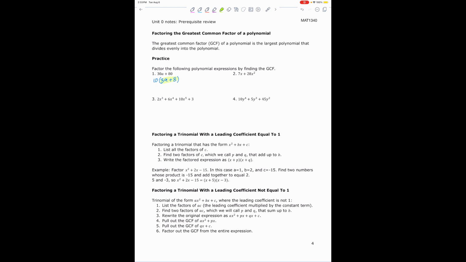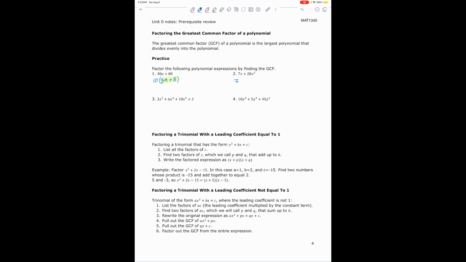The next question, 7x plus 28x squared. So first we look at the numbers. What is the greatest common factor between 7 and 28? The answer is 7. Both numbers are divisible by 7. 7 divided by 7 is 1. 28 divided by 7 is 4. So that is the first number I'm going to pull out.